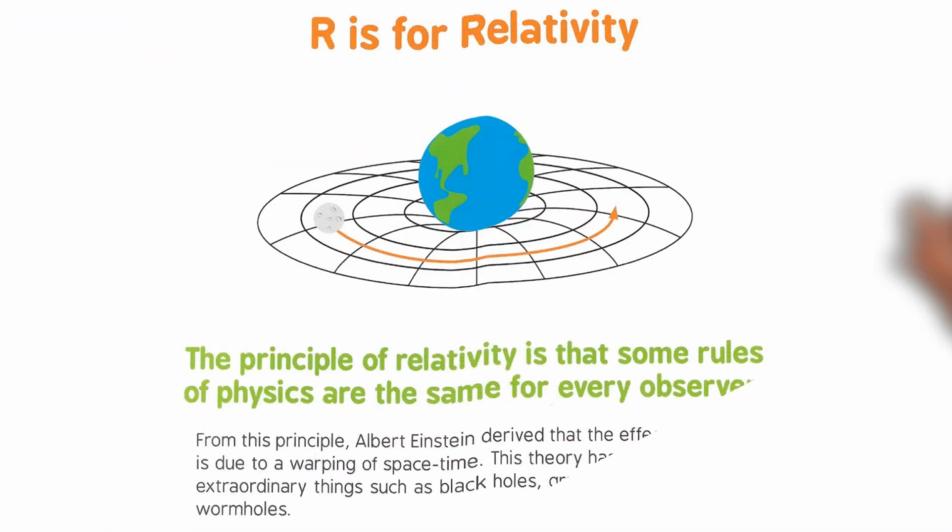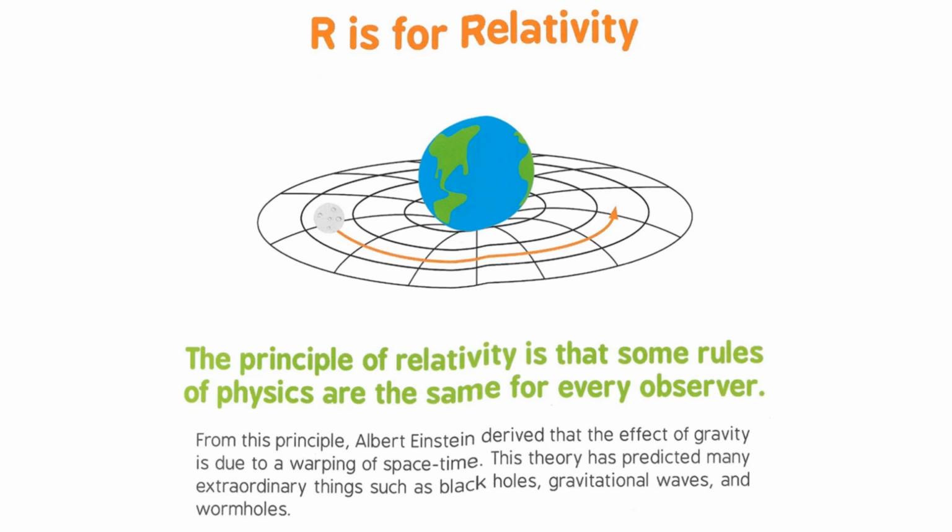R is for relativity. The principle of relativity is that some rules of physics are the same for every observer. From the principle, Albert Einstein derived that the effect of gravity is due to a warping of spacetime. This theory has predicted many extraordinary things such as black holes, gravitational waves, and wormholes.